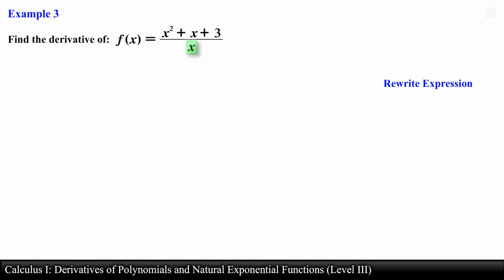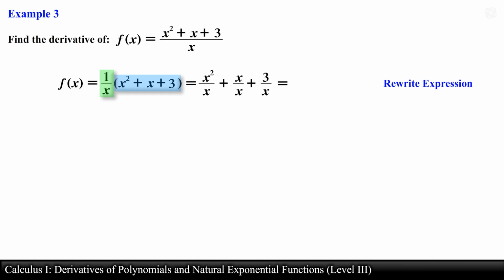Recall that you can think of division as another form of multiplication. In this case, you can think of the numerator being multiplied by the expression 1 over x as follows. Viewing the function in this way, we can see that we can actually distribute this expression to each of the terms in the numerator as follows. Then we go ahead and simplify each term, obtaining the following derivative-friendly function. f of x equals x plus 1 plus 3x raised to the power of -1.